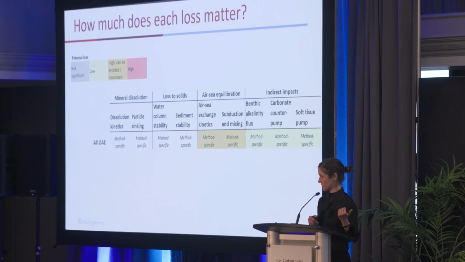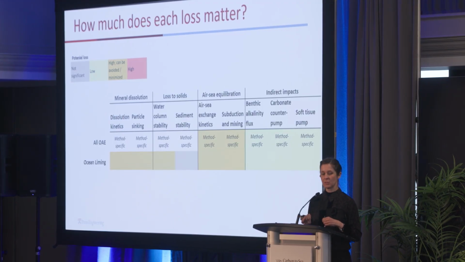Based on the research that's been published so far, we can start to fill in the colors about this loss is important, this loss is not so important. So across OAE, I just wanted to make the point that it's really method specific. Every one of these loss pathways depends on the type of OAE that you're doing. But based on recent research, we're starting to understand air-sea equilibration enough that, yes, you can have high losses if you deploy at that 0.3 efficiency site. But if you design your deployment correctly and choose the right sites, you can really minimize those losses. Indirect impacts are likely quite small.